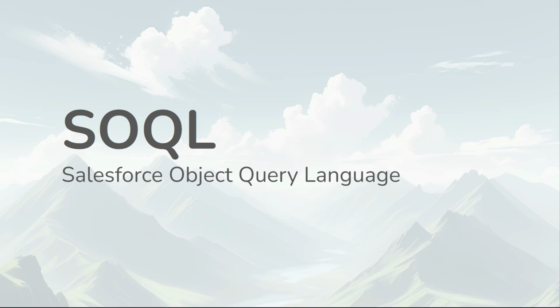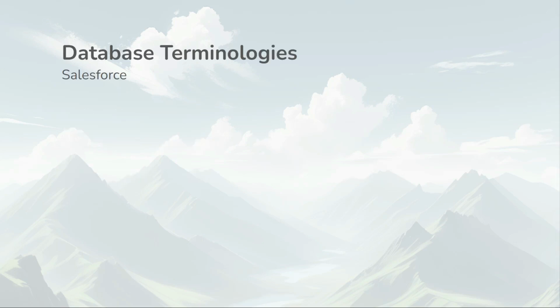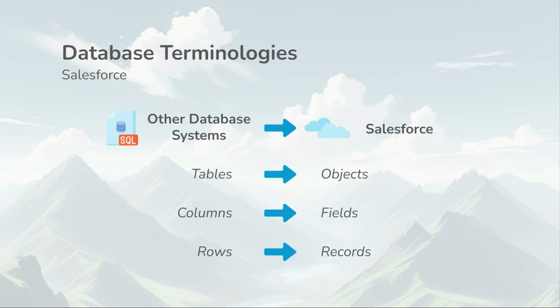Before we proceed further and try to understand the syntax of SOQL, it is important for us to understand the database terminologies in Salesforce. As you can see on the screen, on the left hand side we have the database system concepts, and on the right hand side we have its mapping with the Salesforce terminologies. Tables are called objects in Salesforce. Table columns are referred to as fields, and table rows are considered records in Salesforce. I hope you got the concept now.